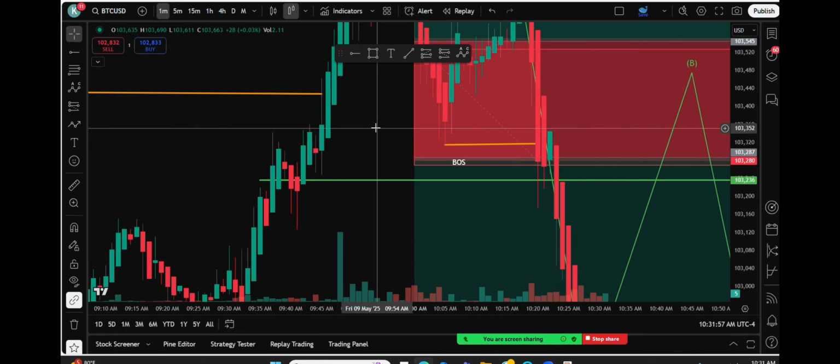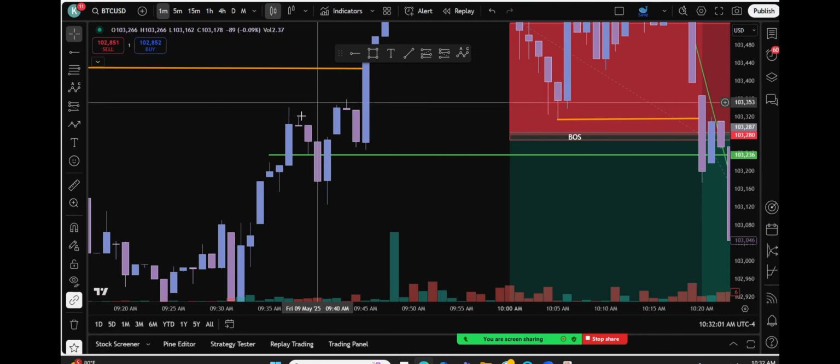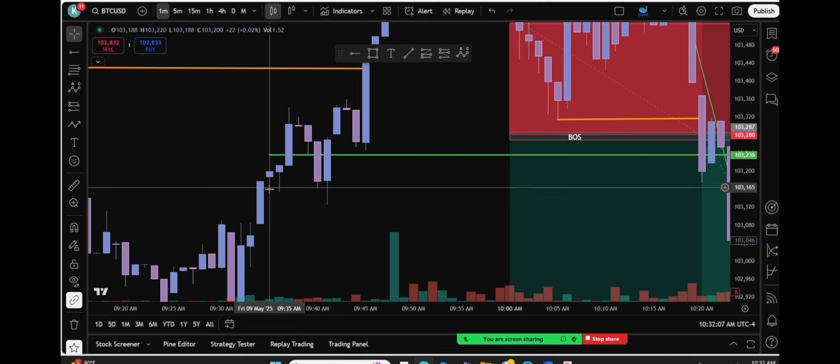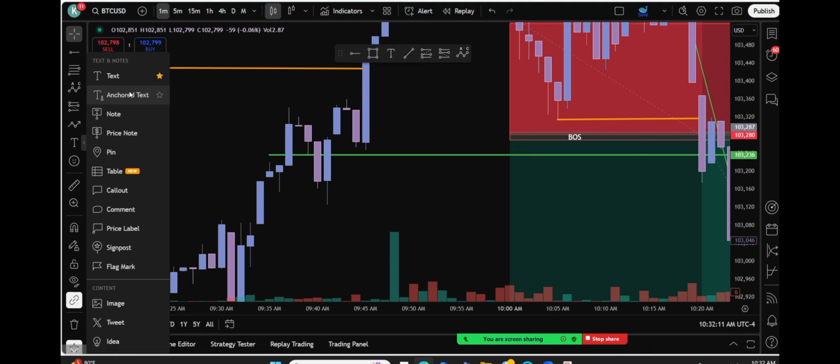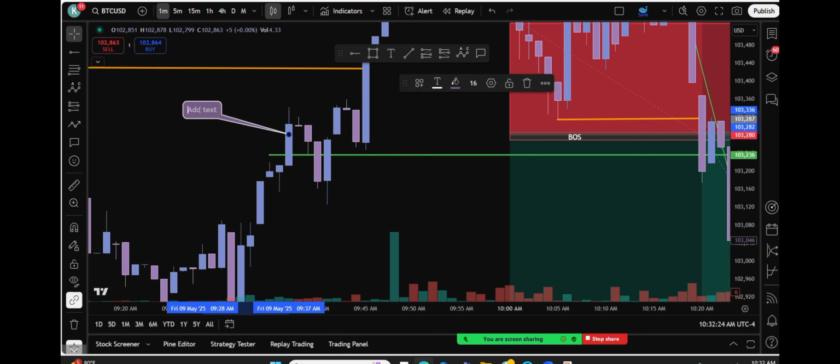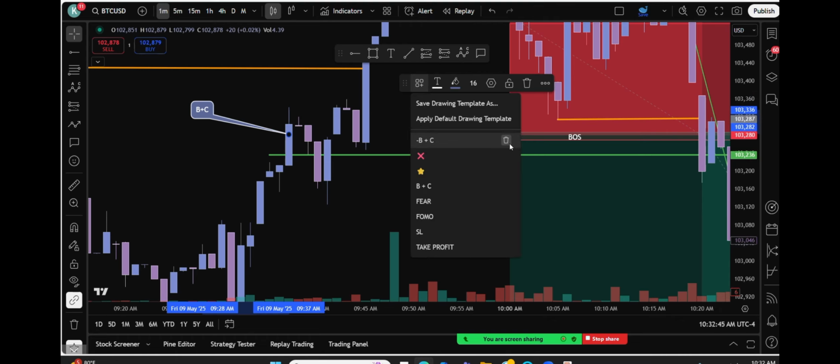And what did we get? What's the first thing we're waiting for? We always want a striker to break and close. But what we use for that, go to text. We want to save call out all the way at the bottom below table. Click on call out, and you click on that candle that went above that level. And because it went above, we simply put B plus C, right? And because I want a blue candle to break and close above, I simply make it blue. So we save that as a template.